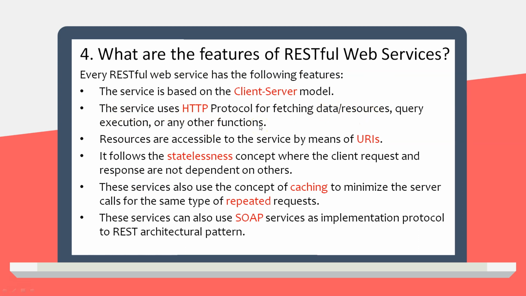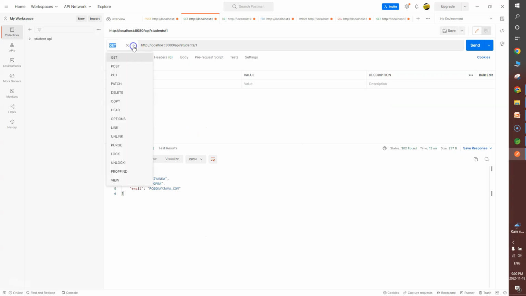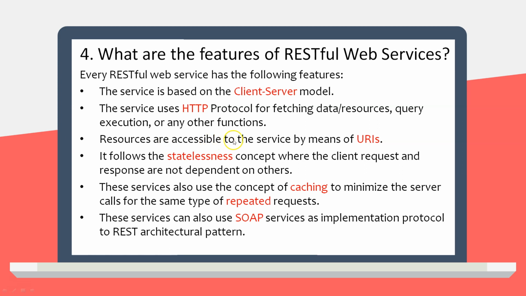Next point, the service uses HTTP protocol for fetching the data or resources, query execution, or any other functions. So guys, whatever you see here, then we have got put, patch, delete. These are all HTTP protocol functions. These resources are accessible to the service by means of URIs. So URIs, as I mentioned, are your endpoints.